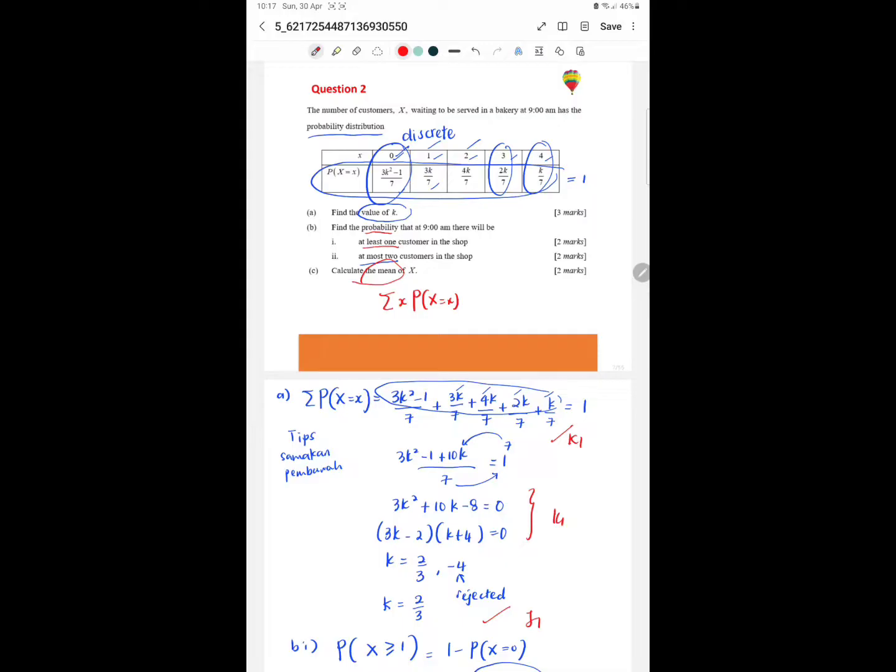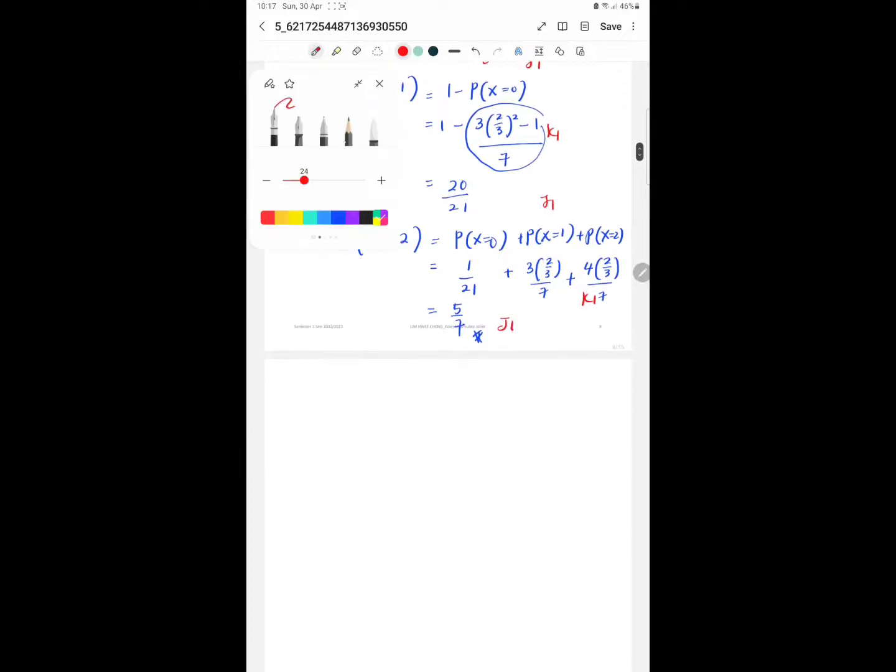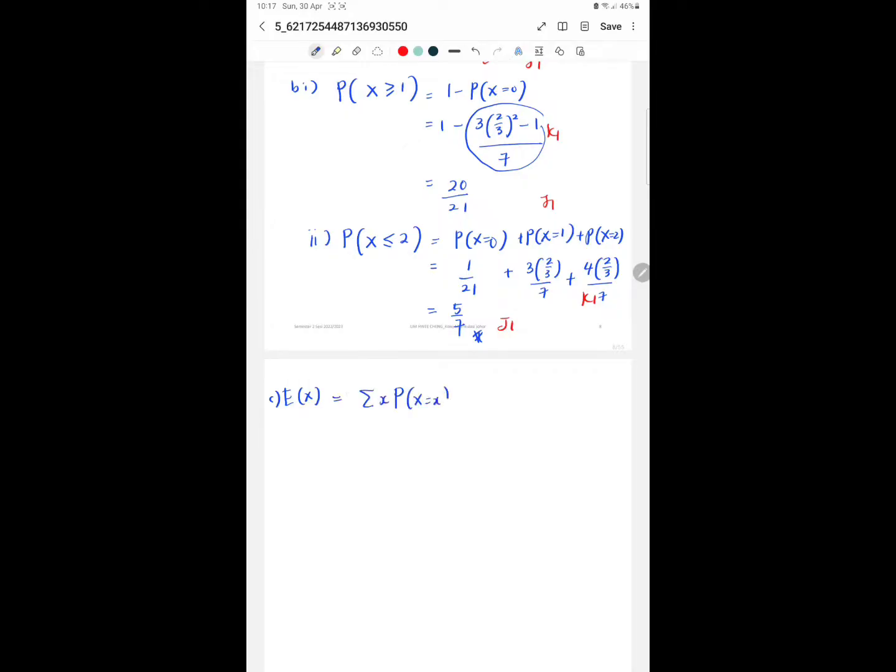All the probability multiply first all this, and then total dia berapa. Okay, jadi kita tulis dia punya mean kat sini. Mean kita EX. So ini soalan C kan tadi. EX, total probability darab dengan X ni tu. Total X darab probability lah.